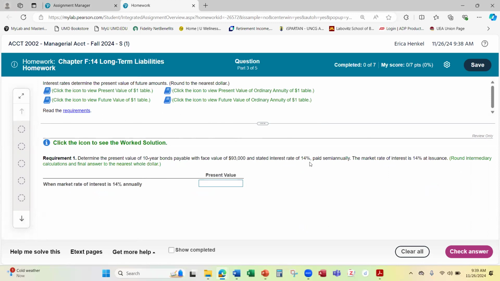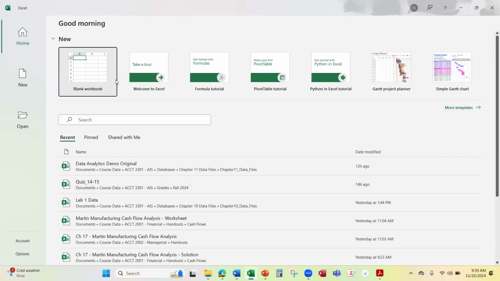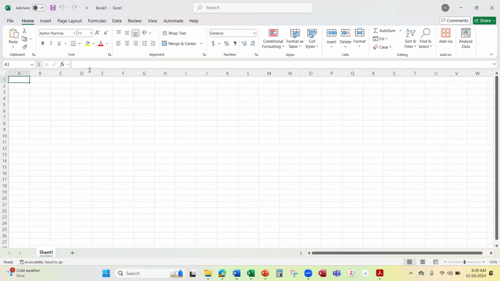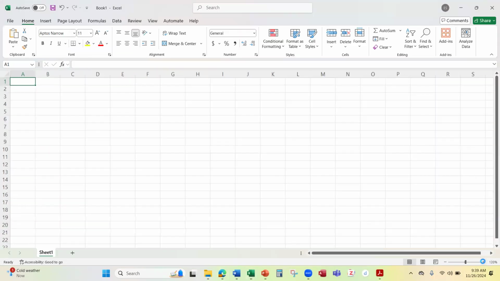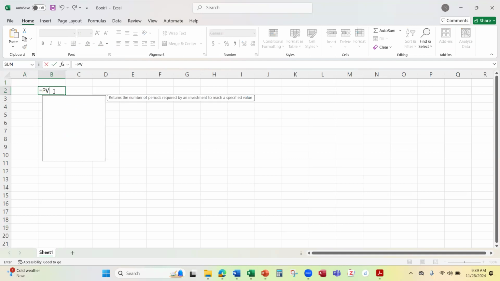So problem number 7. When we were looking at these problems on Tuesday of last week, we were mostly using Microsoft Excel to do the calculations. The formulas we learned about in Excel that were applicable to time value of money, that we started off with, were the present value function.